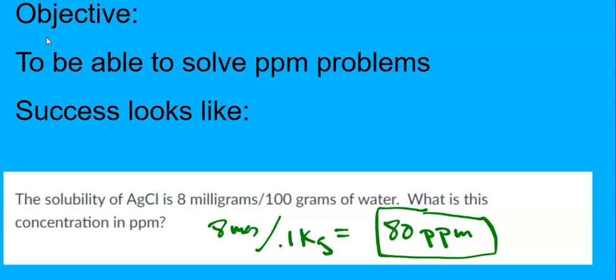All right, so the objective of this video is to help you with parts per million problems. A lot of this is just algebra, to be honest with you. So success would look like this. We'll do this problem in a minute. The solubility of AgCl is 8 milligrams per 100 grams of water. What is the concentration in ppm?